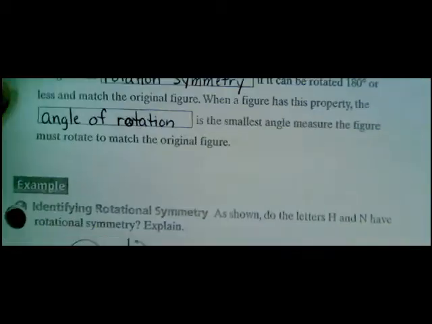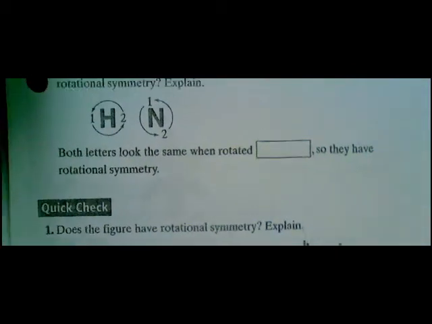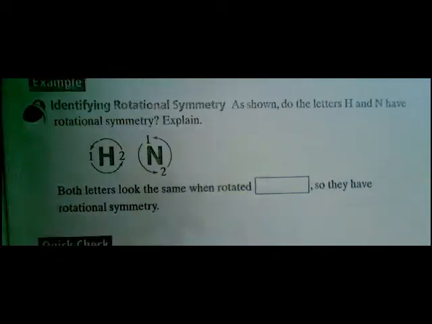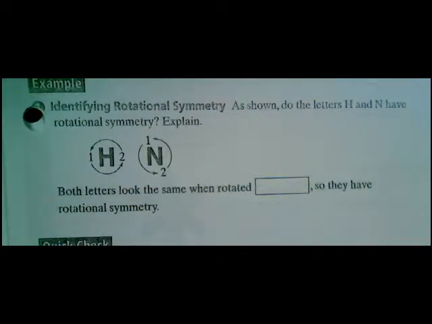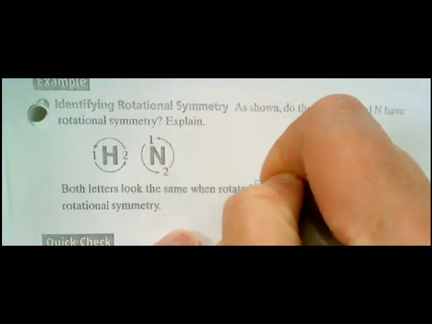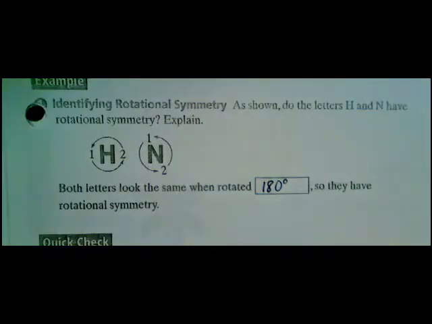We can do the same for an N. Here you can see the N still looks like an N. If I turn it back the other way, we still have an N. So both letters look the same when rotated 180 degrees, so they have rotational symmetry.